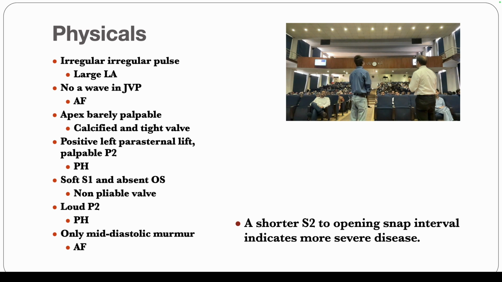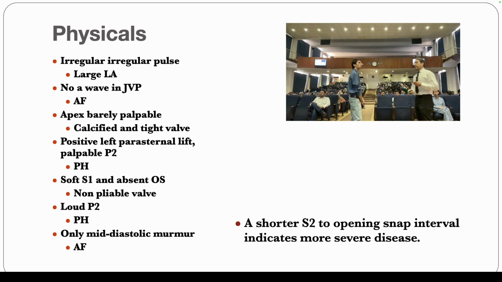Now the tighter the MS, it means there is high pressure in the LA. The valve will open very quickly and in the early part of the diastole. So after the second heart sound, you hear the opening snap. The tighter the lesion, the earlier the opening snap. So the distance between the second heart sound and the opening snap shortens. That indicates a more severe mitral valve disease.